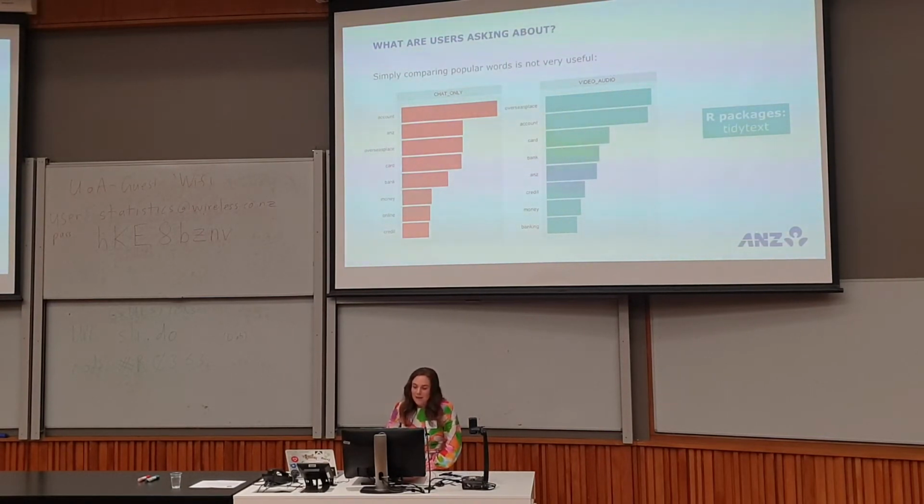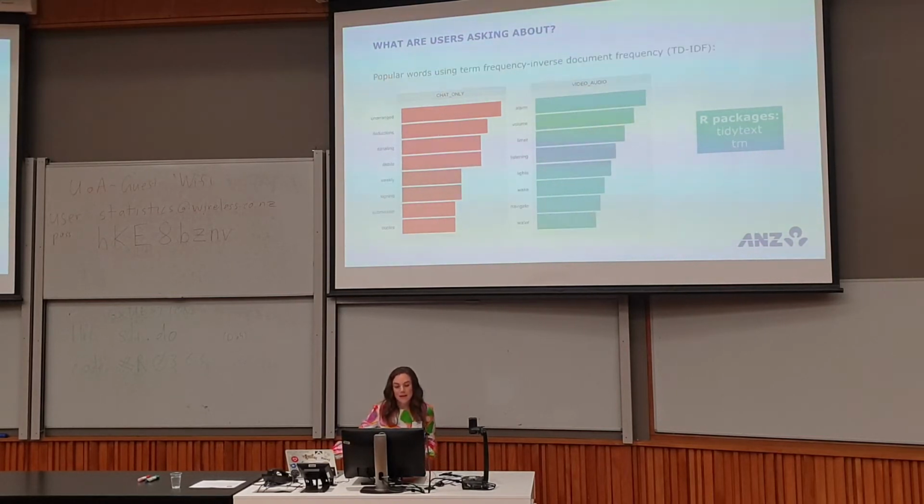So another method that's a bit more useful for comparing groups like that is something called TF-IDF. And again, there's a great R package that does this for you. And what that does is looks at words that are really common in a particular group or document, whatever you want to call it, and how rare they are in the other group. So that really starts to bring out what are some of the things that are really unique that customers are saying in that particular category.